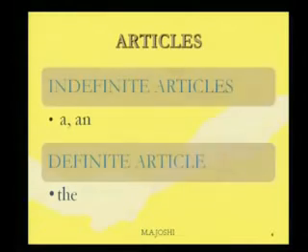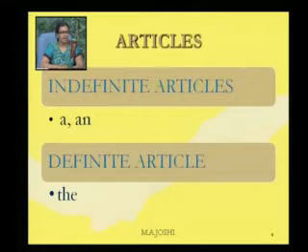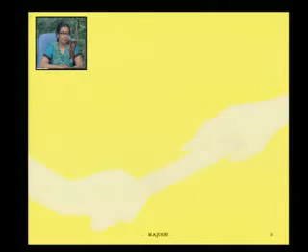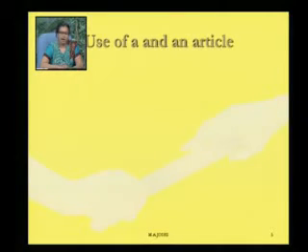First we'll deal with articles. There are two types of articles. First type of article is indefinite article, and second type of article is definite article. In indefinite article we have two types, a and an. In definite article we have only one, the. How shall we use a and an?